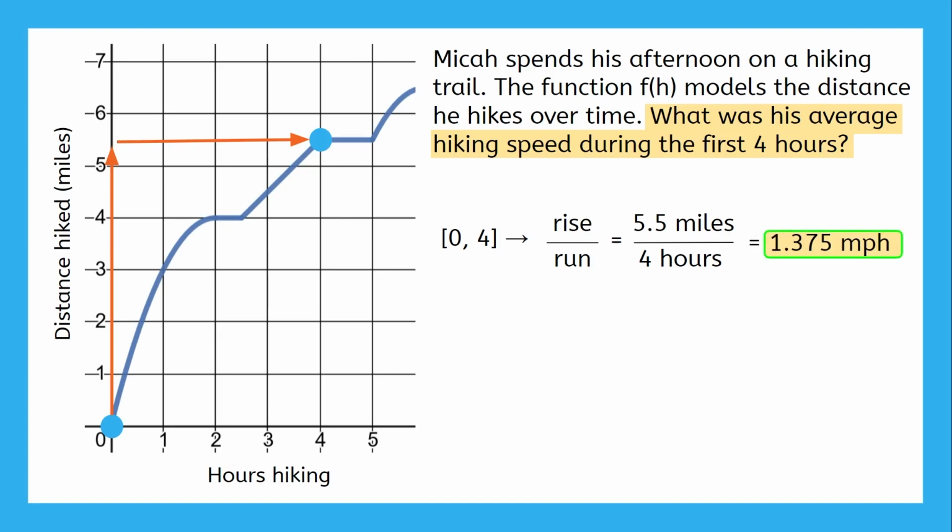This is an average of all of his speeds on the hike. Sometimes he was going faster, other times he was going slower, but altogether Micah was going about 1.375 miles per hour.